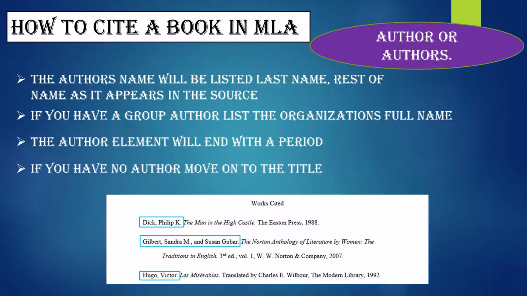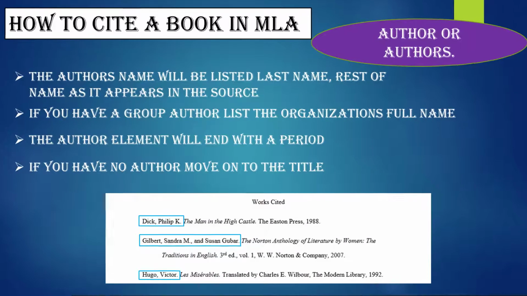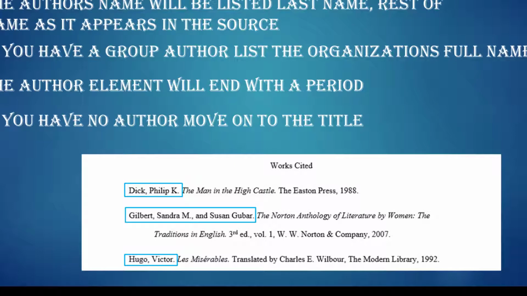The first element of our citation will be the author or authors, and will be listed last name, comma, and then the rest of the author's name as it appears on the source. The author can also be an organization. If that's the case, then list the full name of that organization.